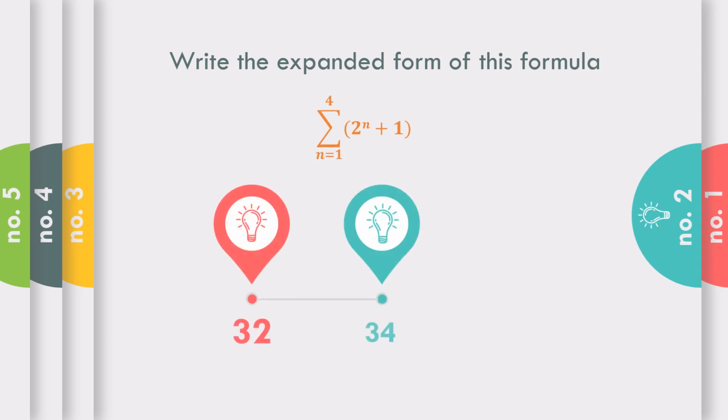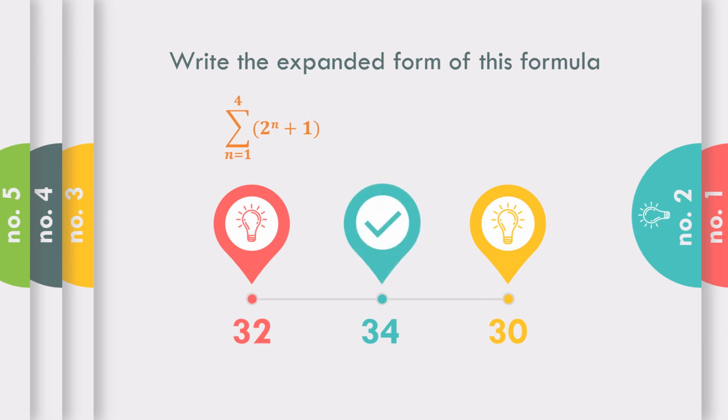Summation of 2 to the n plus 1, n equals 1 to 4. What do you think is the answer? Is it 32, 34, or 30? Correct. The answer is equal to 34.